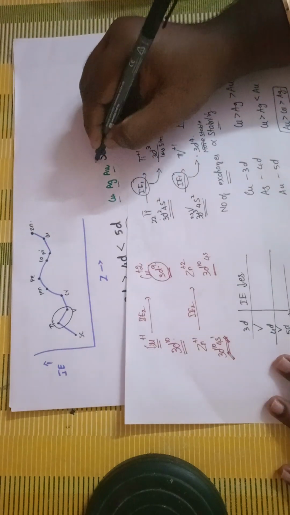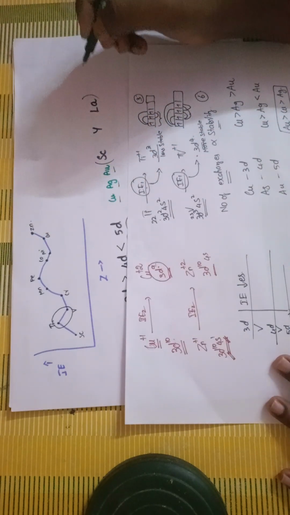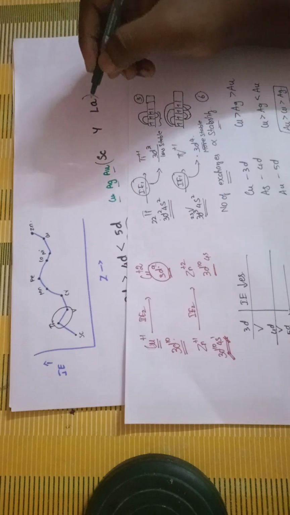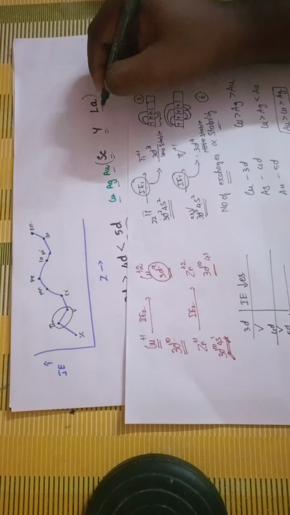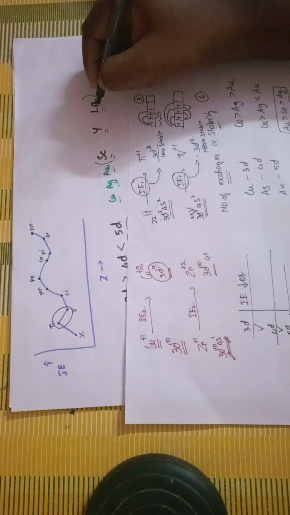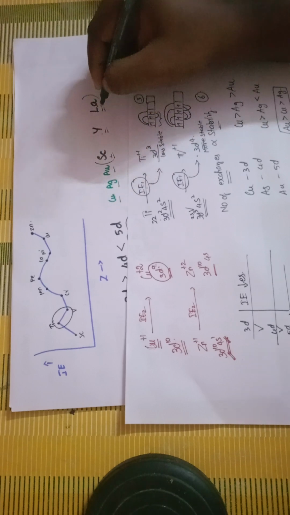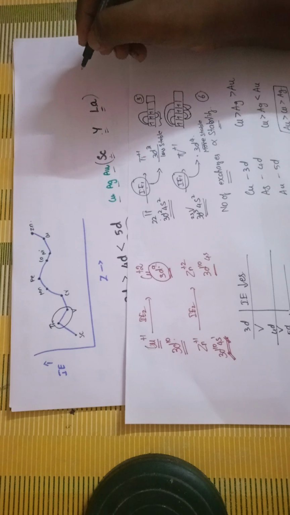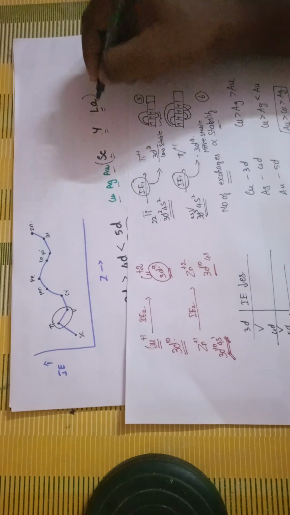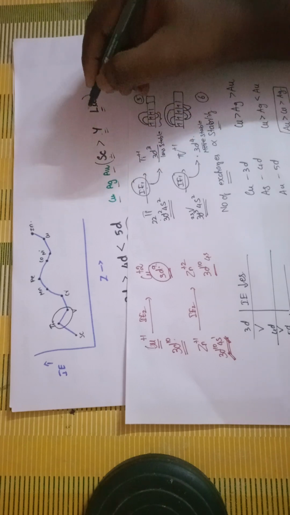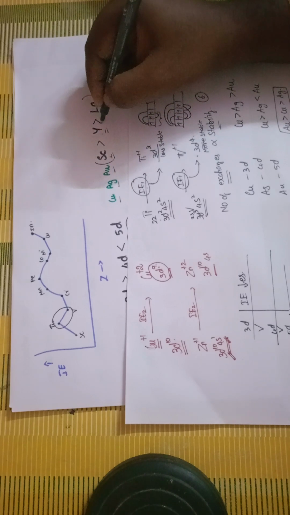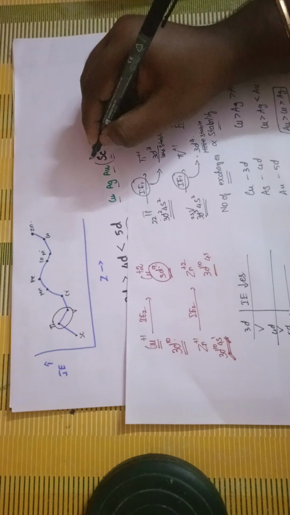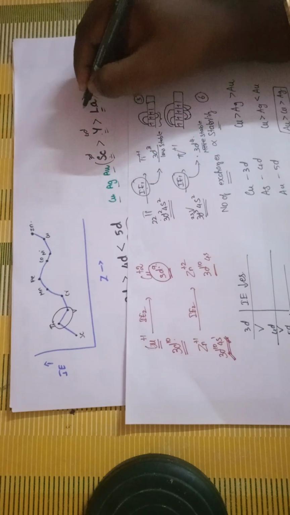Take the 3D series, scandium; 4D series, yttrium; 5D series, lanthanum. In lanthanum, there is no lanthanoid contraction. Only after lanthanum are we able to observe the lanthanoid contraction. So here the correct trend is obeyed. Scandium has higher ionization energy than yttrium, and yttrium has higher ionization energy than lanthanum.